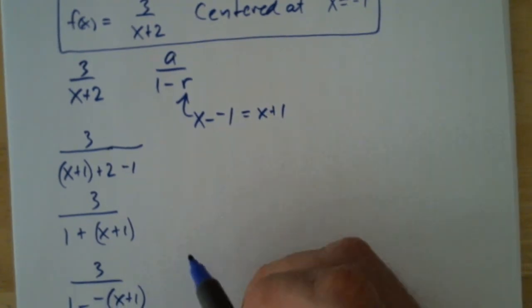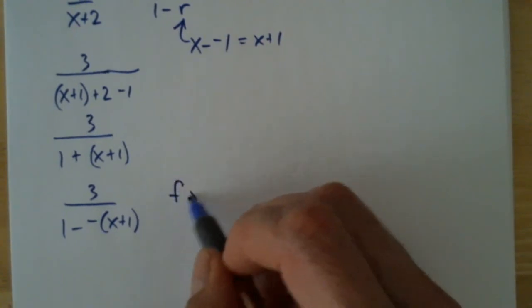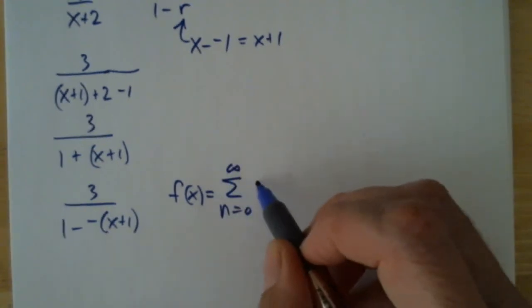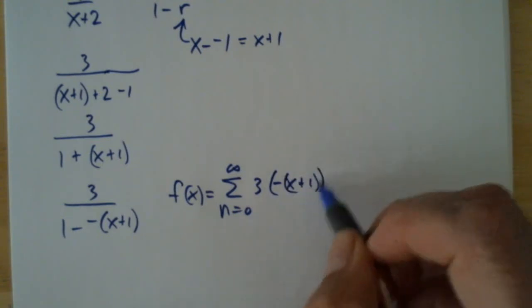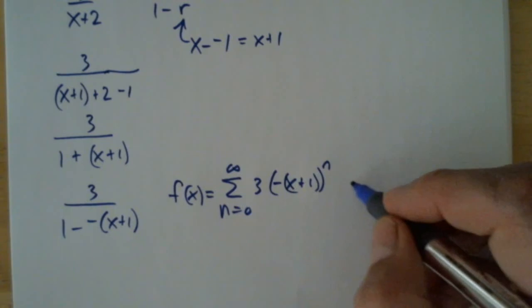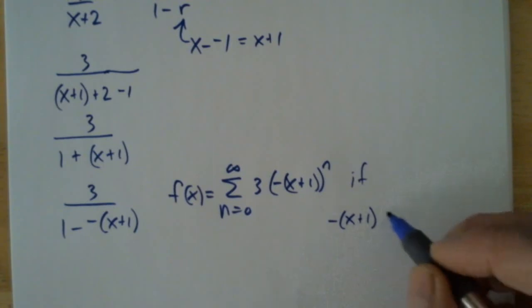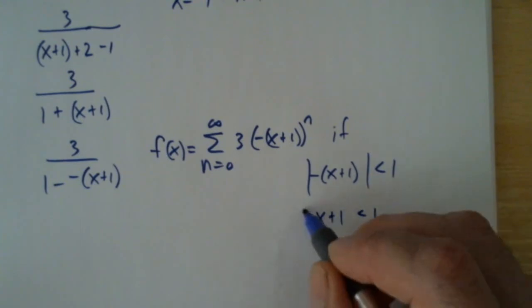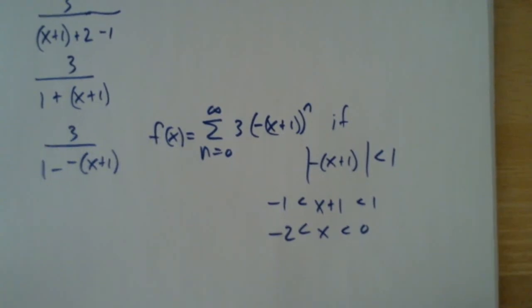And now we have a here, f of x is equal to the series a r to the n, and that's true if the absolute value of r is less than 1. So we have x plus 1 is between negative 1 and 1. So it'll converge between negative 2 and 0.